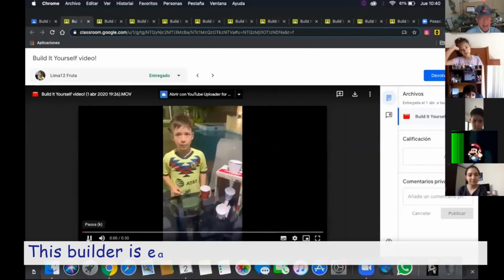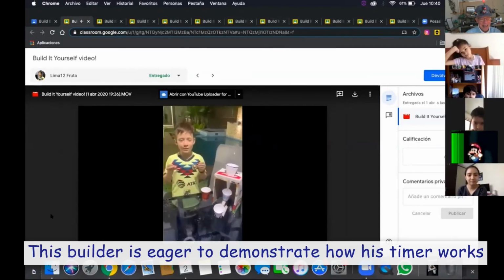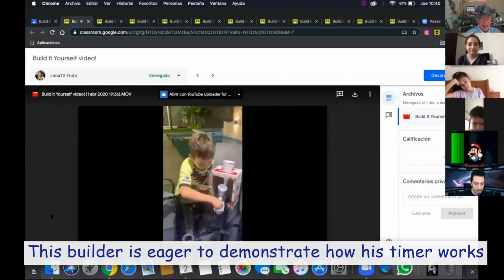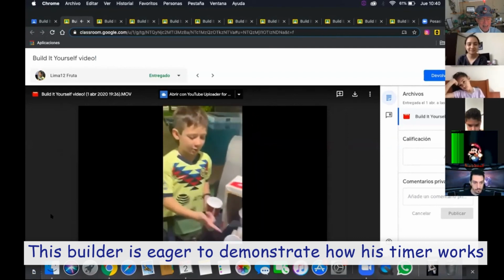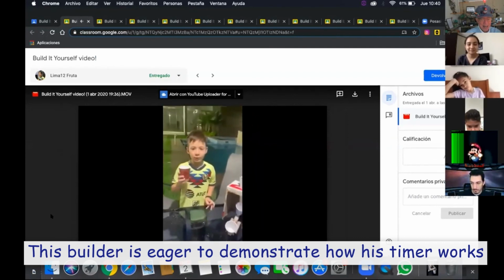Okay. Here I have two coins of 10 pesos, but I need this cup to have more weight than this cup. So I'm gonna put 40 grams of salt.